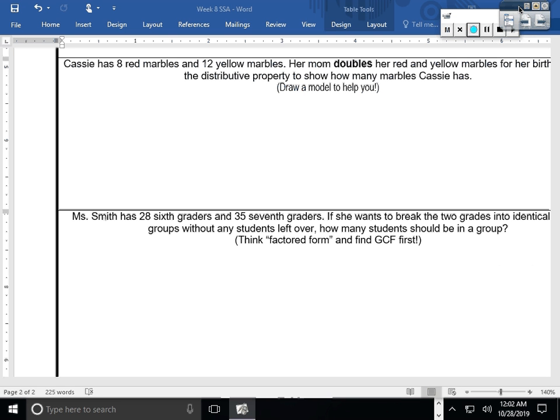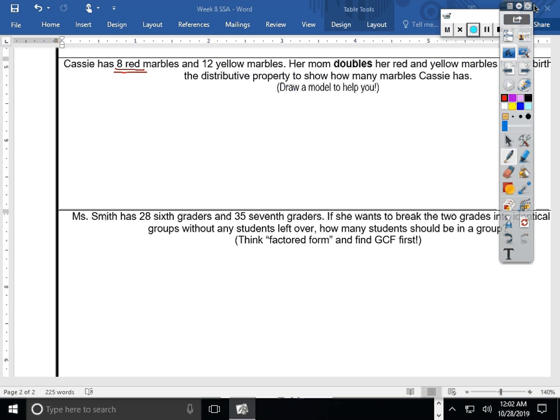Next it says, Cassie has 8 red marbles and 12 yellow marbles. Her mom doubles her red and yellow marbles for her birthday. I think it probably says back there, use the distributive property to show how many marbles Cassie has. I'm sorry that my scrolling is kind of crazy. I made this really big, and it's hard for me to see all the details, but I think it's darn close. So I have 8 red marbles. That's pretty important, isn't it? And I also have 12 yellow marbles. I could maybe even get out my yellow highlighter here, highlight the yellow for you.